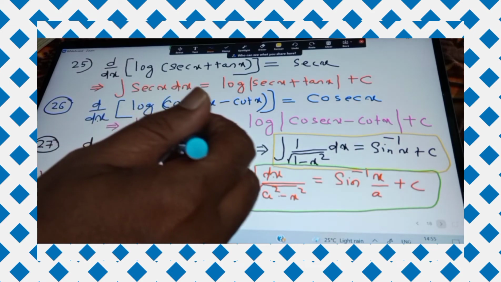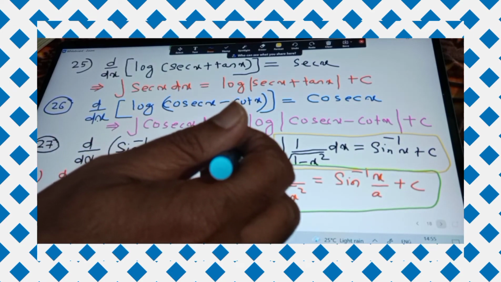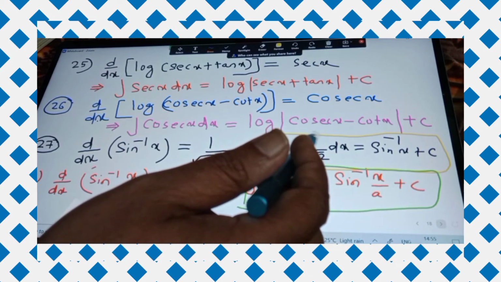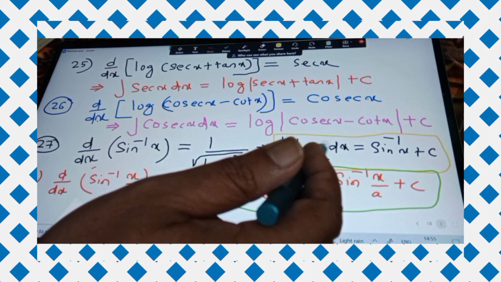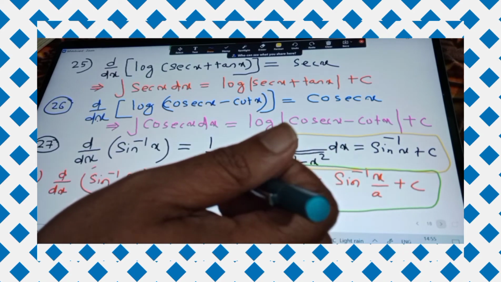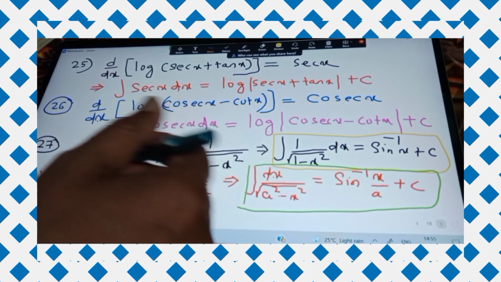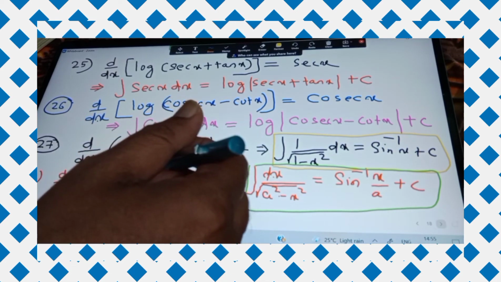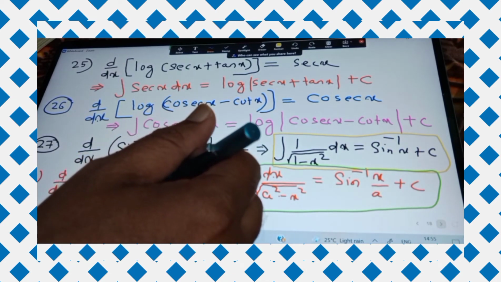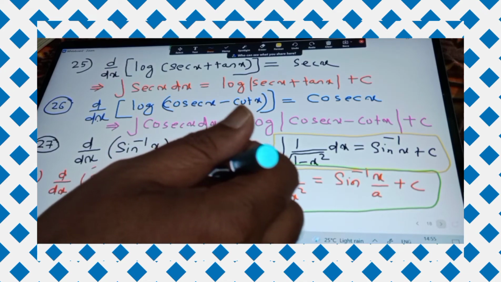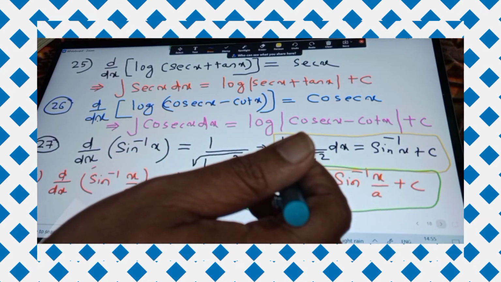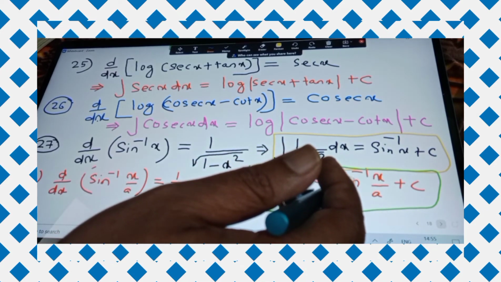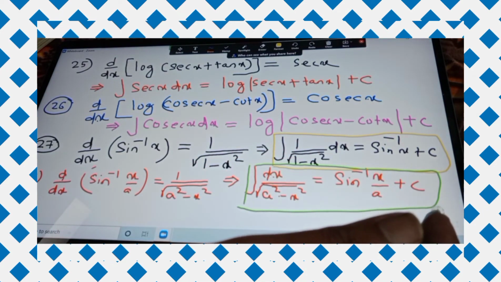Similarly, the derivative of sine inverse of x is equal to 1 upon square root of 1 minus x square. In reverse manner, integration of 1 by square root of 1 minus x square dx is equal to sine inverse of x plus c. In the same process, the derivative of sine inverse of x upon a is equal to 1 upon square root of a square minus x square. So the integration of dx upon square root of a square minus x square is naturally equal to sine inverse of x upon a plus c.